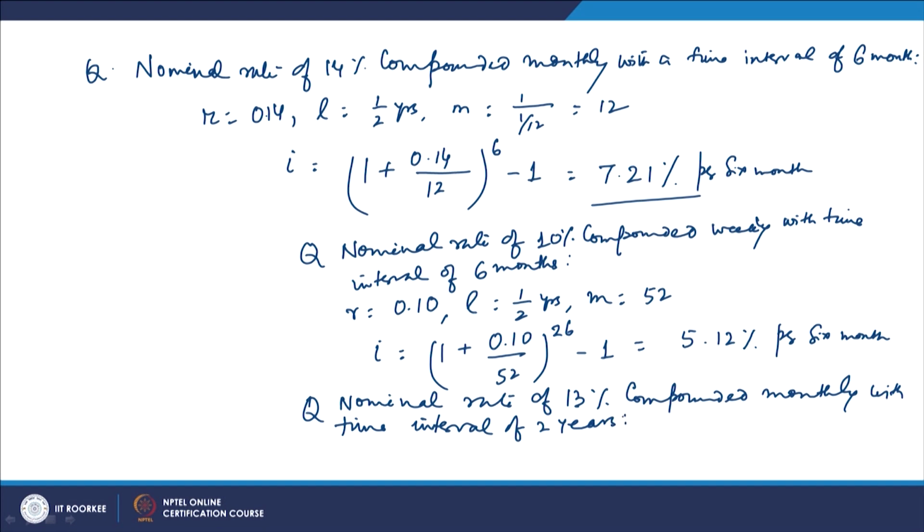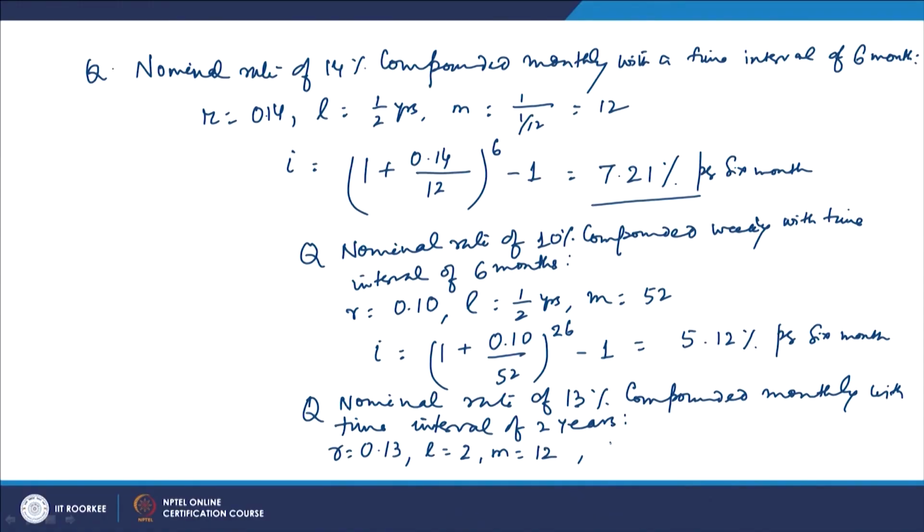So, in this case what we see is that your R becomes certainly 0.13, compounding is done monthly and your time interval is 2 years. So, L becomes 2 years. Then M, it is monthly compounding. So, M will certainly be 12, because it is 1 month. So, compounding is done every 1 month, so 1/12 of the year, and that becomes 1/12. So, it will be 12.